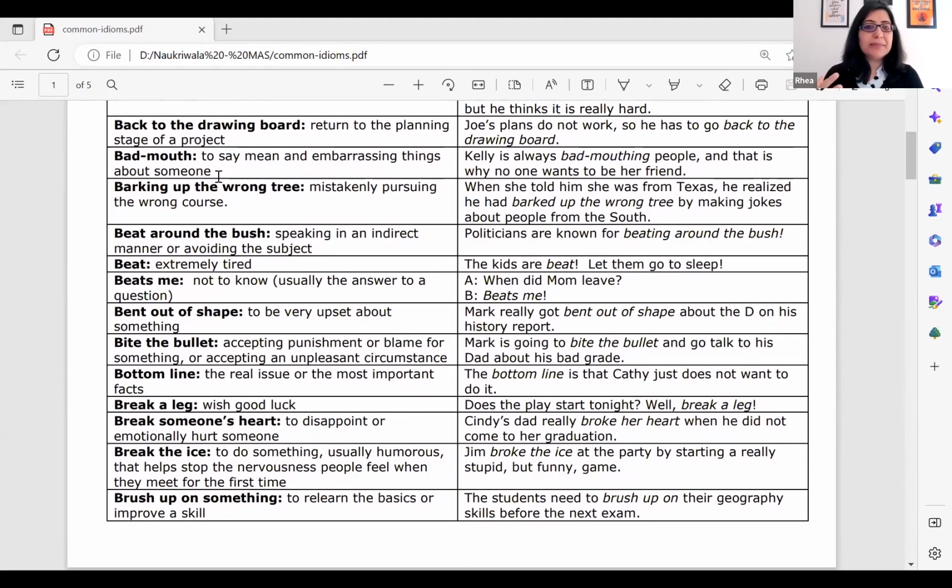Bad mouth. Bad mouth means talking bad about someone or something. So Kelly is always bad mouthing people. That means she's always talking embarrassing or bad things about people. So I'll give you one example here. Never bad mouth about your previous employer, which means never ever talk anything negative about the previous company that you worked in. So there you saw we use the idiom bad mouth.